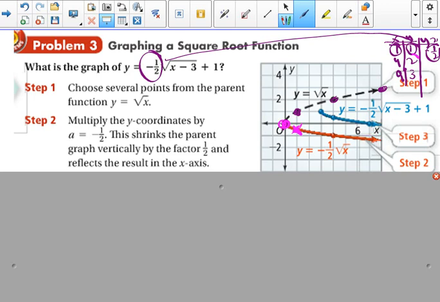Now my y value is 2, so I'm going to apply that -1/2 to my y value. So it's going to be 1/2 of 2 is 1, and negative. So -1 is my new value. So let's plot our new point for -1. So now over 4, down 1, and there it is.